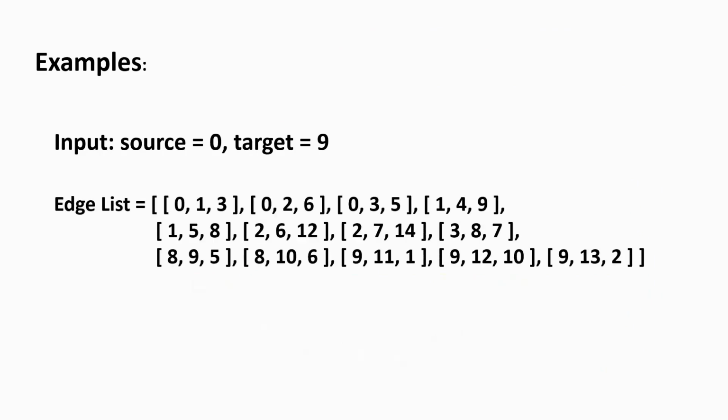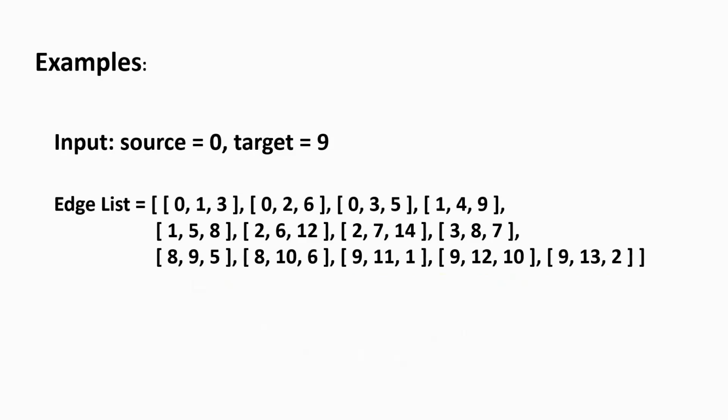What's our example? In the previous lecture, we also discussed the example, so once again, I repeat it. For the input, we have source equal to zero. We have a starting node zero and a target, the goal node, as nine. So these are our inputs.